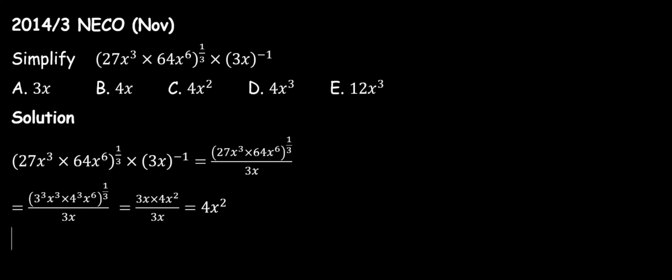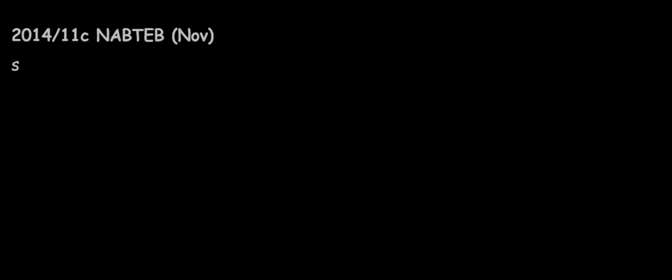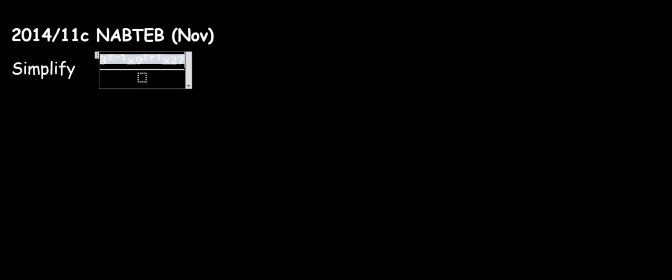Let's take another example. Simplify 3 raised to power x minus 1 times 9 raised to power x plus 1 times 27 raised to power minus x, all over, then we'll go to the denominator, 81 raised to power 5x minus 3.